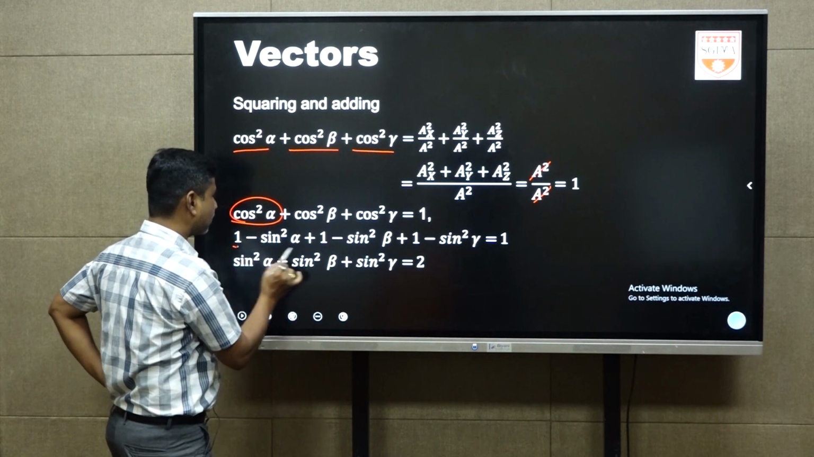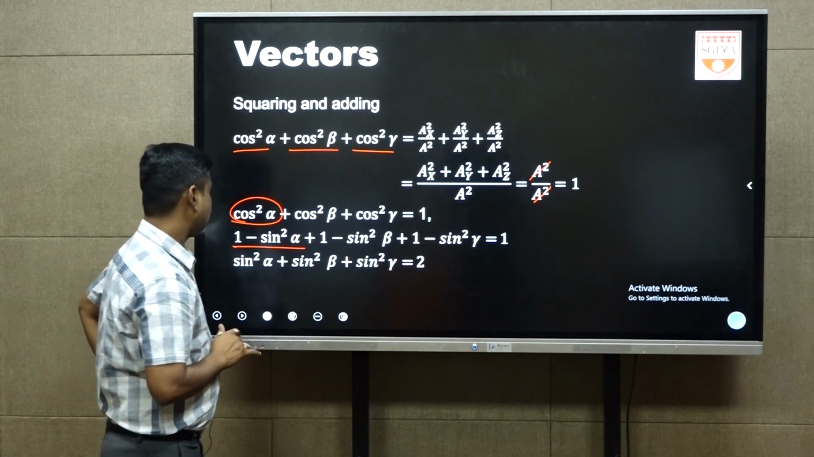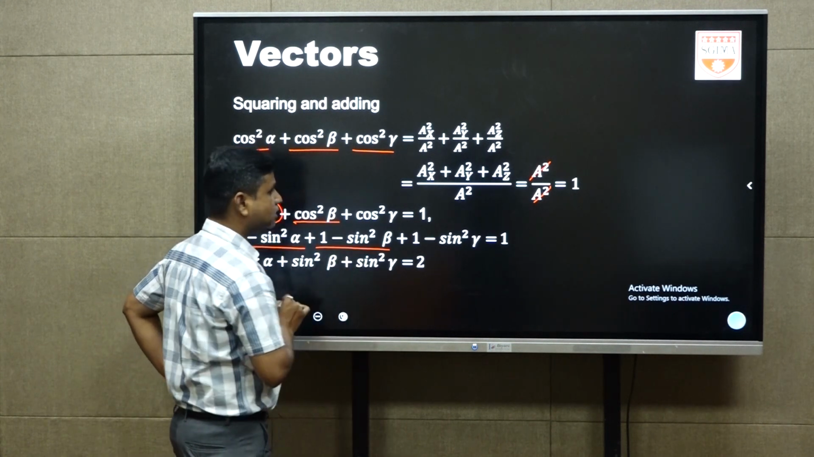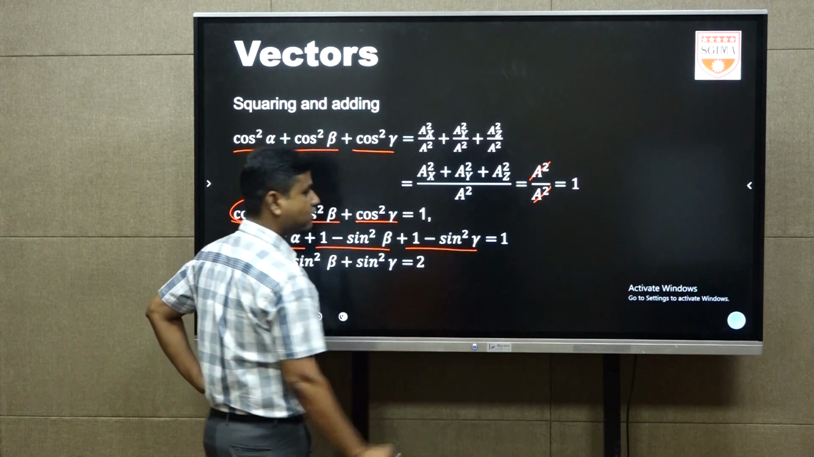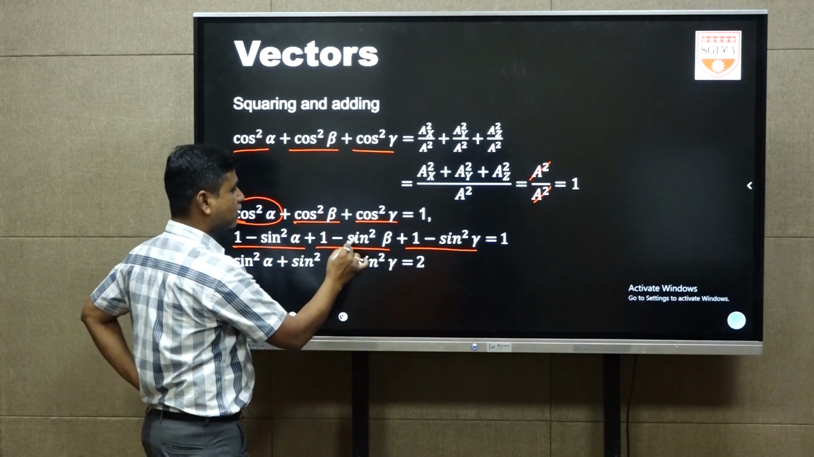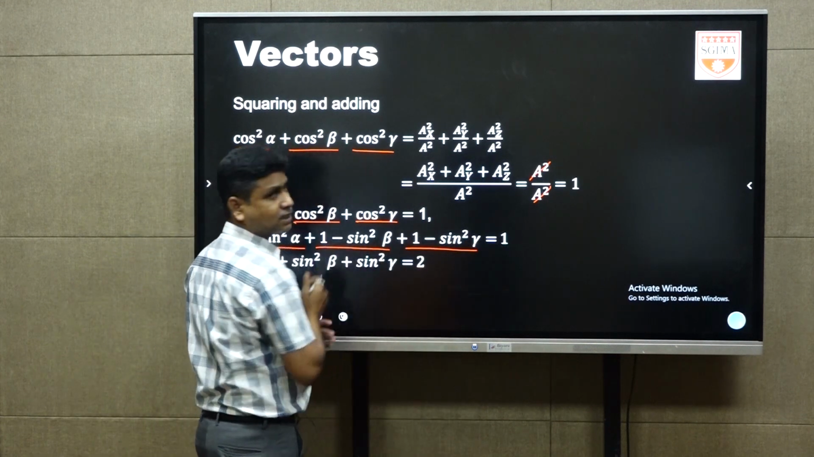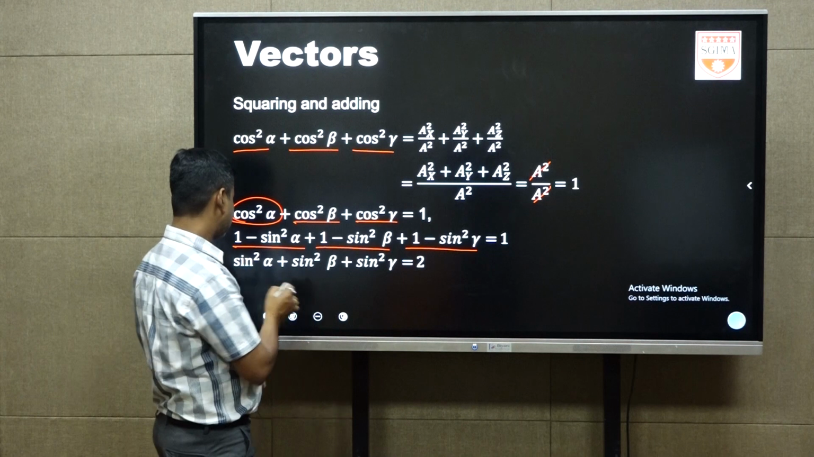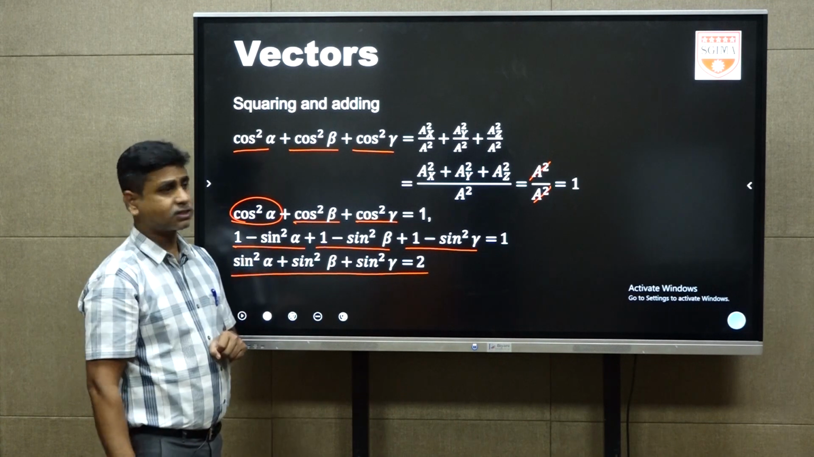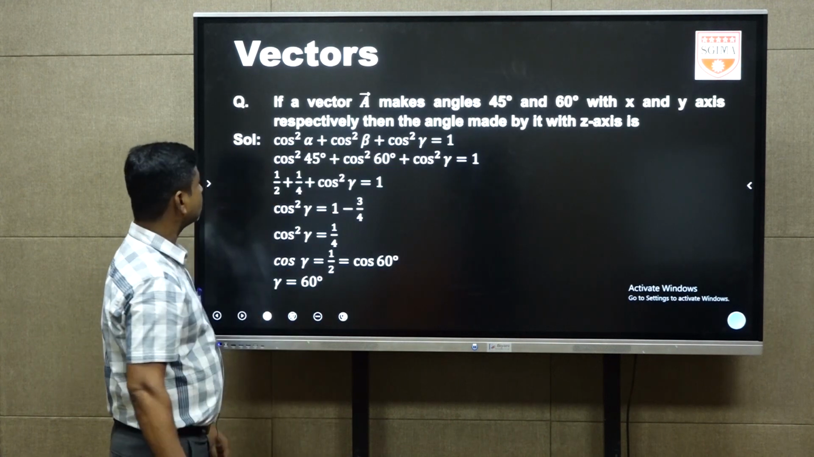Cos square alpha can be written as 1 minus sin square alpha, because cos square alpha plus sin square alpha equals 1. You know the formula. So cos square alpha equals 1 minus sin square alpha, cos square beta equals 1 minus sin square beta, cos square gamma equals 1 minus sin square gamma. Then 1 plus 1 plus 1 is 3. Sending sin square alpha, sin square beta, sin square gamma to the right side, and taking 1 to the left side, 3 minus 1 is 2. Then sin square alpha plus sin square beta plus sin square gamma equals 2. In terms of sin function it equals 2, in terms of cos functions it equals 1. These are the directional cosines.